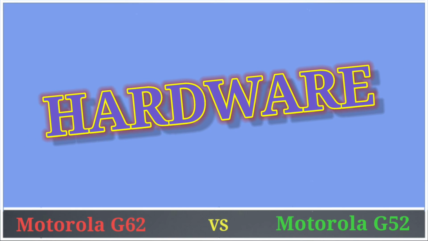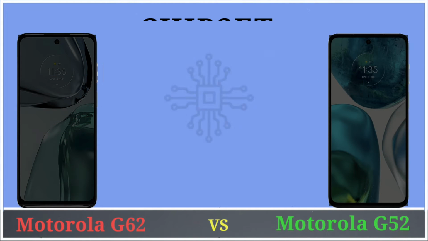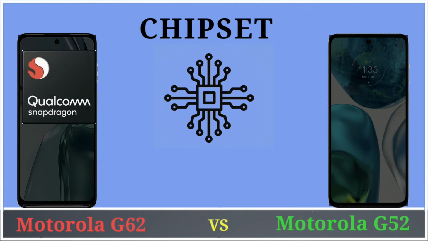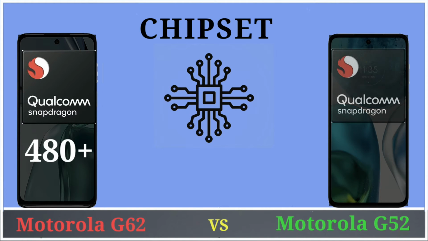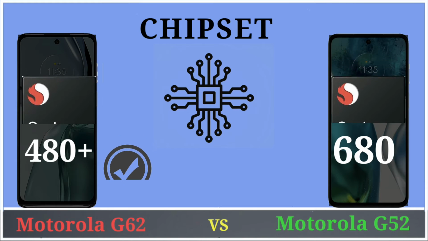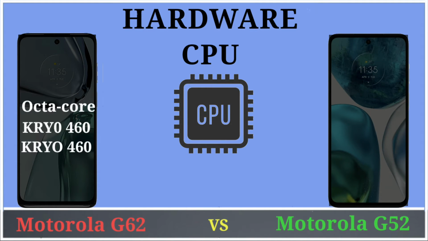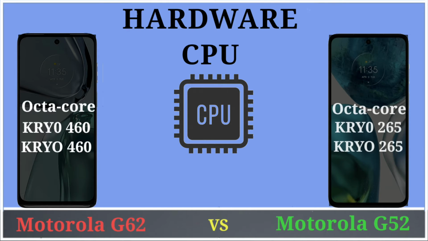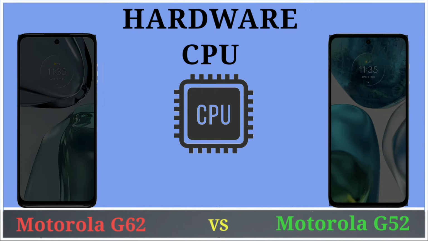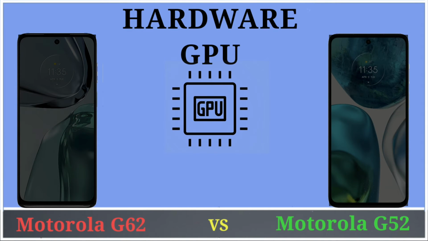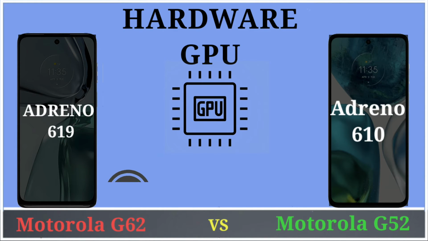Let's talk about both phones' hardware. Motorola G62 has a Qualcomm Snapdragon 480 Plus processor and Motorola G52 has a Qualcomm Snapdragon 680 processor. CPU: Motorola G62 has an octa-core Kryo 460 processor and Motorola G52 has an octa-core Kryo 265 processor. GPU: Motorola G62 has Adreno 619 and G52 has Adreno 610.